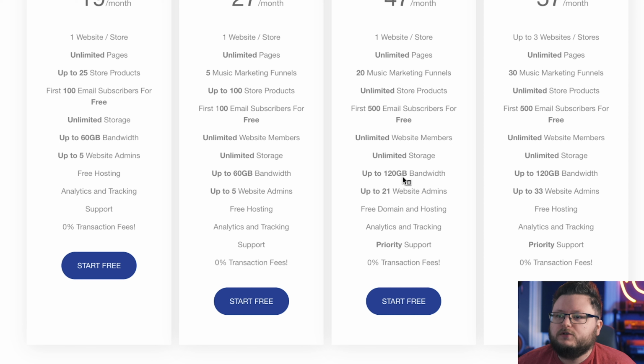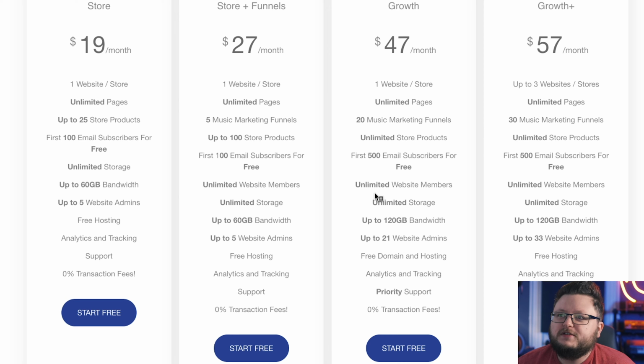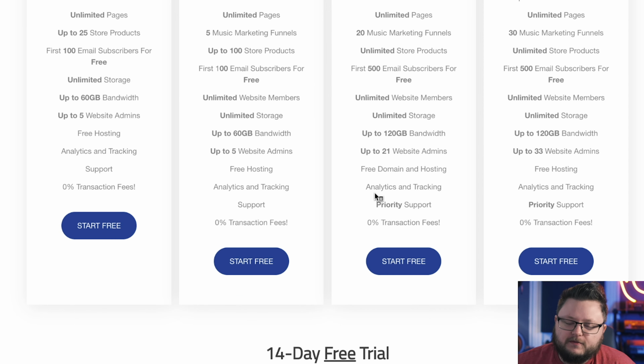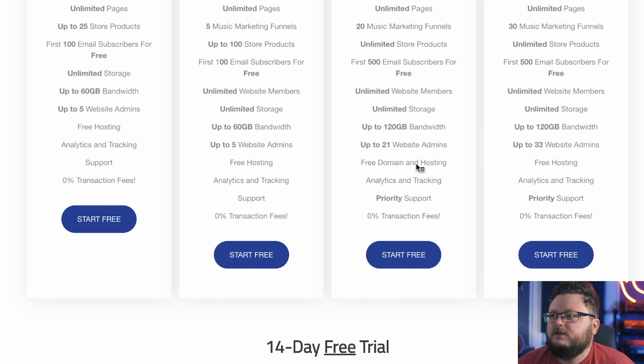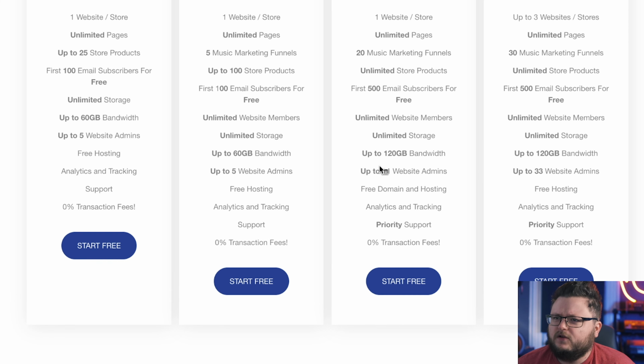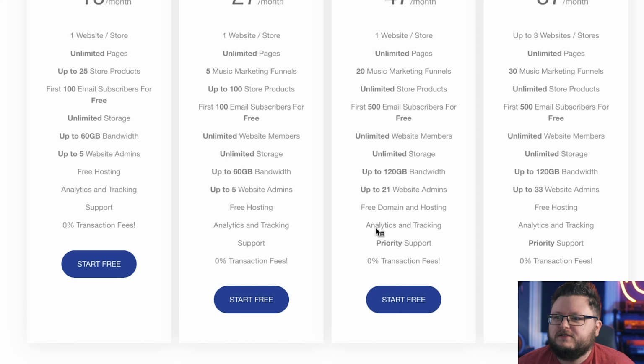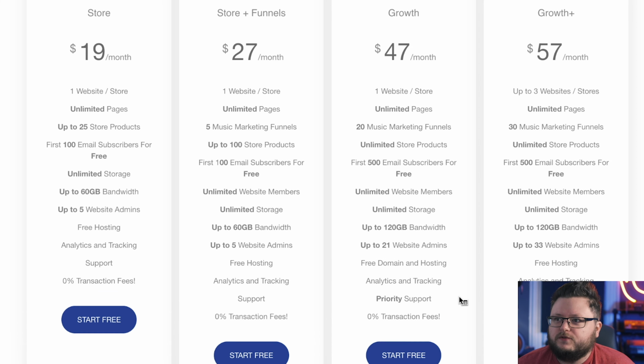And then from here, we also double the bandwidth, and now you get 21 website admins, which is obscene. I thought about taking this out because it just sounds ridiculous. Who's gonna have 21 website admins? But I was like, well, we have it, so it's there. Free domain and hosting. Sorry, I gotta take that out. Just free hosting. All of these plans are free hosting. I need to update this page. Analytics and tracking, priority support, zero transaction fees.